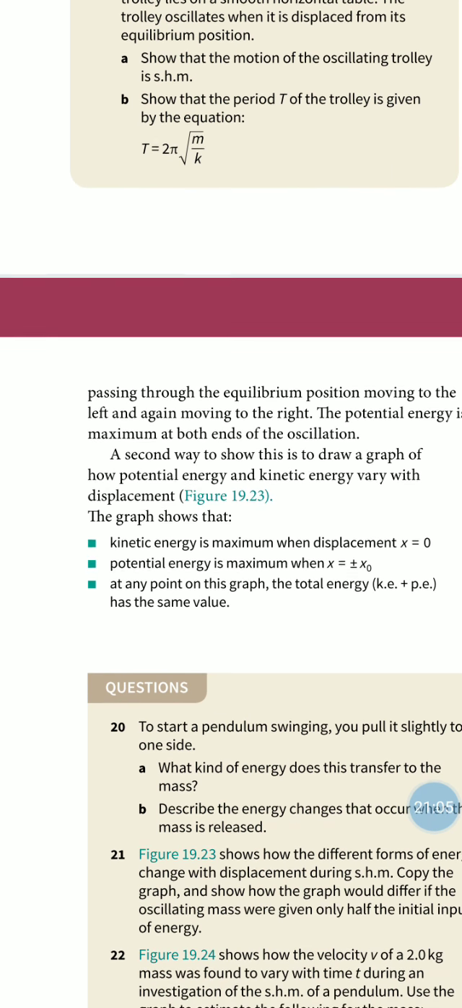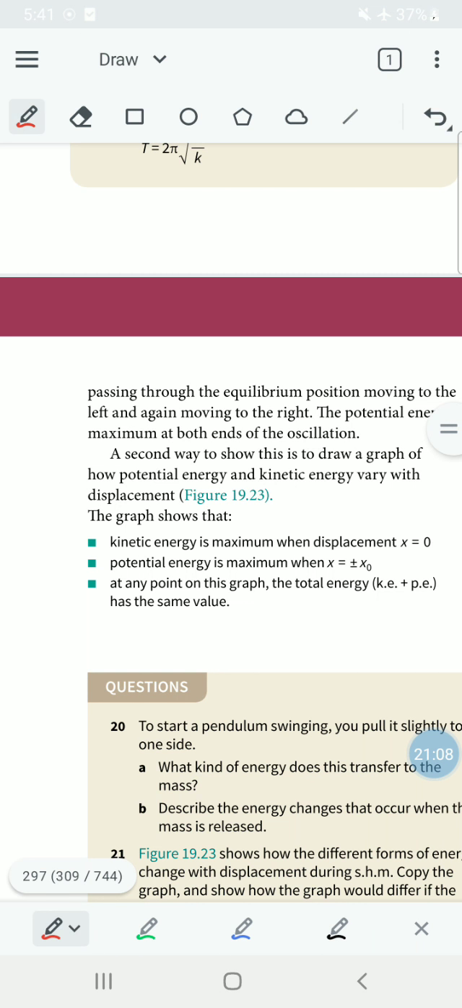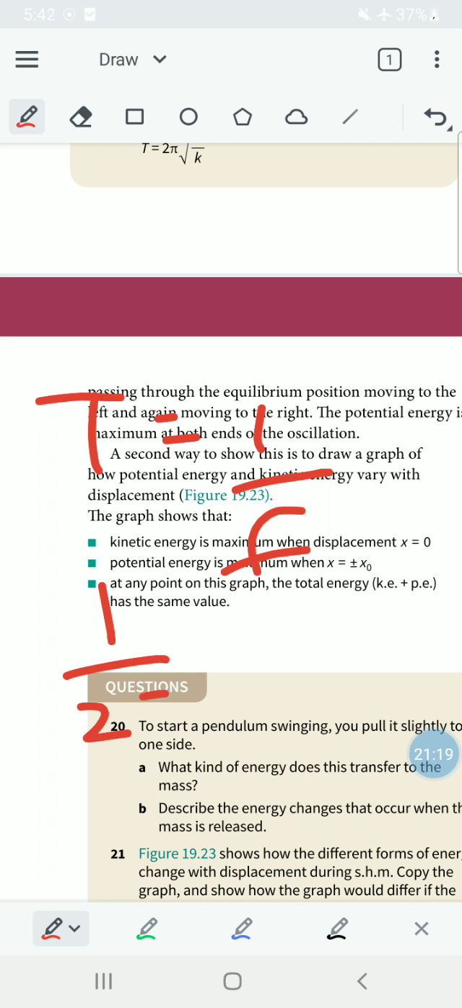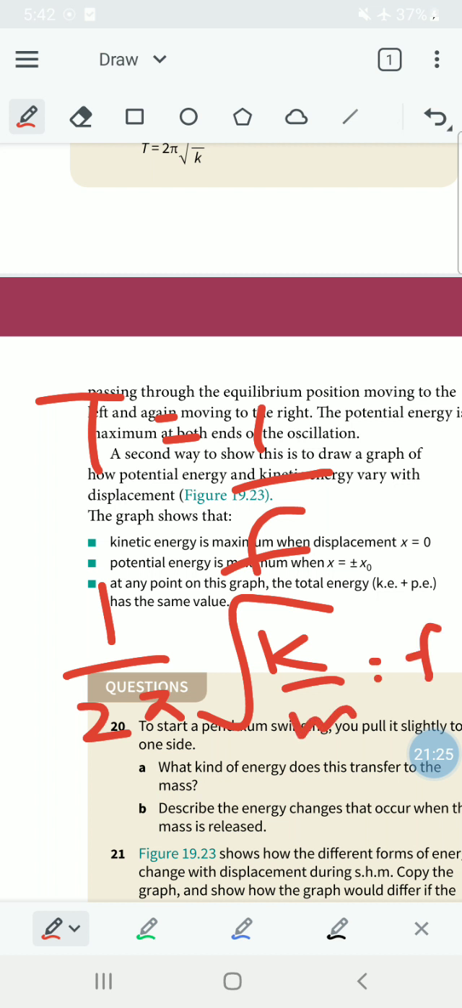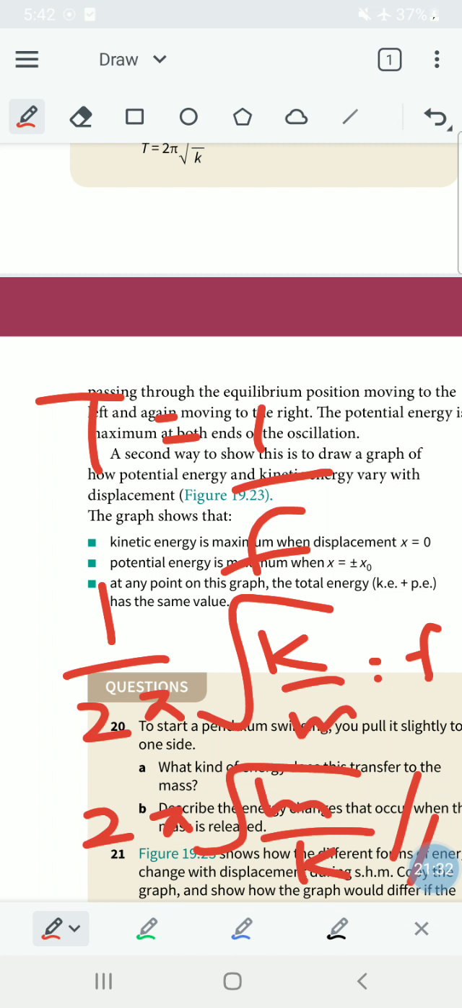T equals 1 upon f. Then you flip it the other way around. Earlier you had 1 upon 2 pi square root k upon m is equal to f. Then 1 upon f means the other side of this: 2 pi square root m upon k is the answer, and that is exactly what you needed. I hope you understood. If you have any further questions, please ask me.